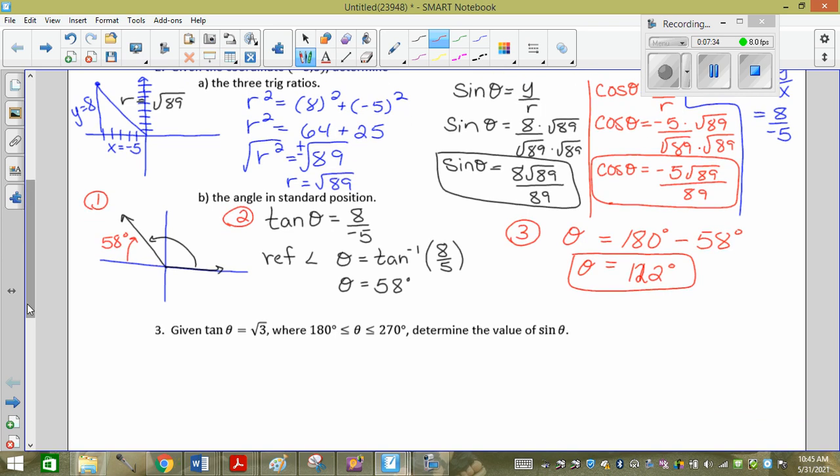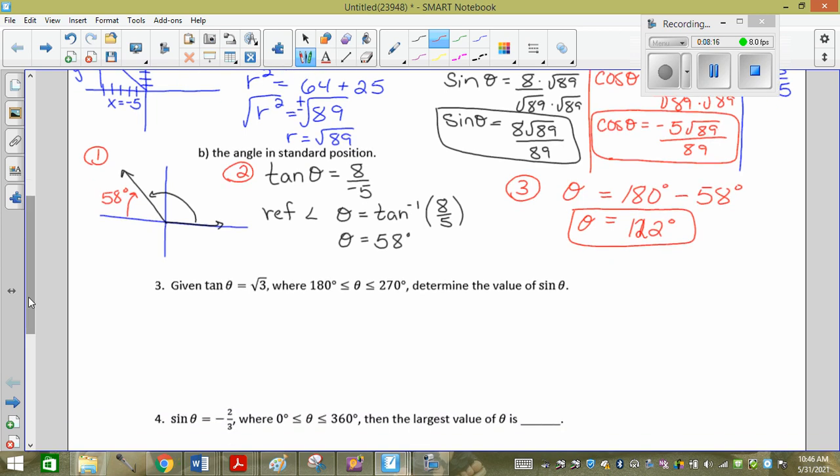Number 3. So here it says, I give you a trig ratio. There are 2 things I can do. I can give you a trig ratio and ask for a trig ratio, meaning you're going to draw the reference angle triangle, get your trig ratio, find your third side. Or I could give you a trig ratio and ask you for the angle in standard position. Then you do the 3 steps: draw, reference angle, answer. So it's 2 separate, totally different questions that look very similar.